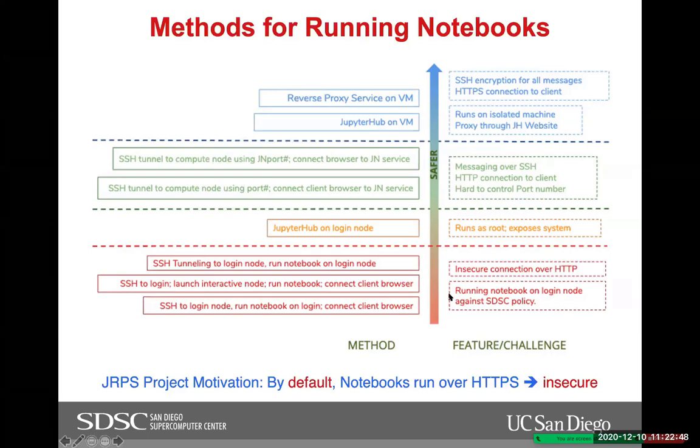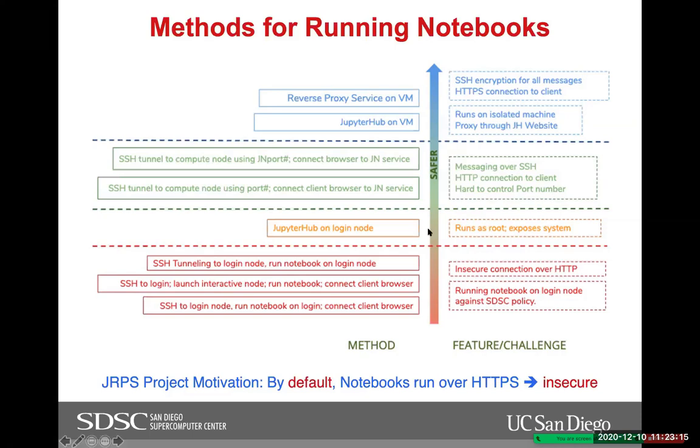And this is the default mode of the Jupyter Notebook. So it's an insecure connection over HTTP. And by default, it would be running on the login node, which is against our policy. And this is the same for notebooks, Jupyter Lab, and Jupyter Hub. So we don't allow Jupyter Hub, for example, to run on our login nodes. We're working on a new authentication system to run it remotely.